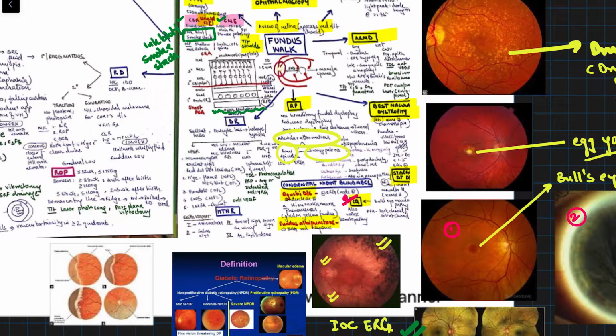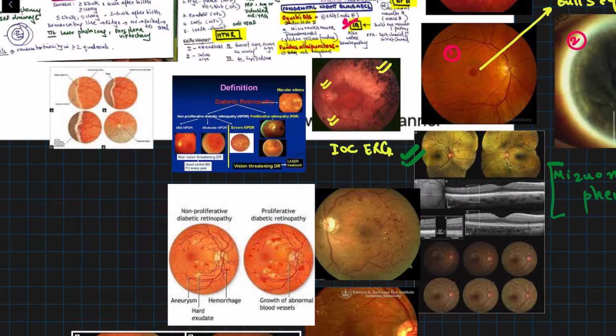Right. Then two most important conditions, diabetic retinopathy and hypertensive retinopathy. Diabetic retinopathy is further divided into non-proliferative and proliferative. The non-proliferative diabetic retinopathy is characterized by aneurysms, hemorrhage, and hard exudates, remember. While the proliferative is characterized by growth of abnormal vessels or neovascularization, right?